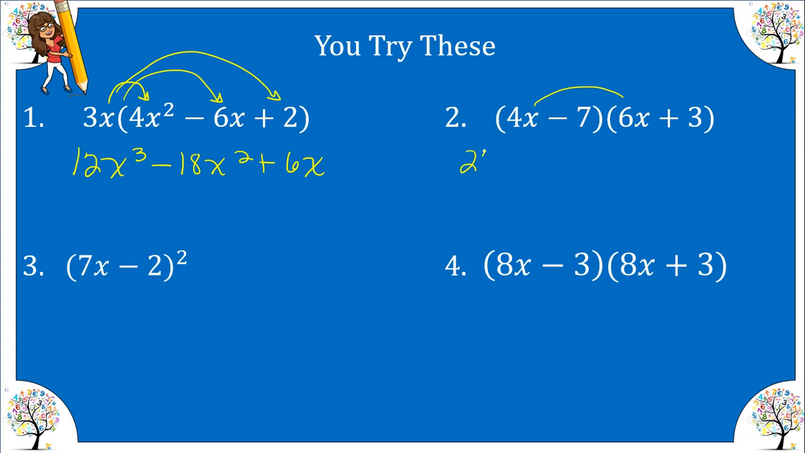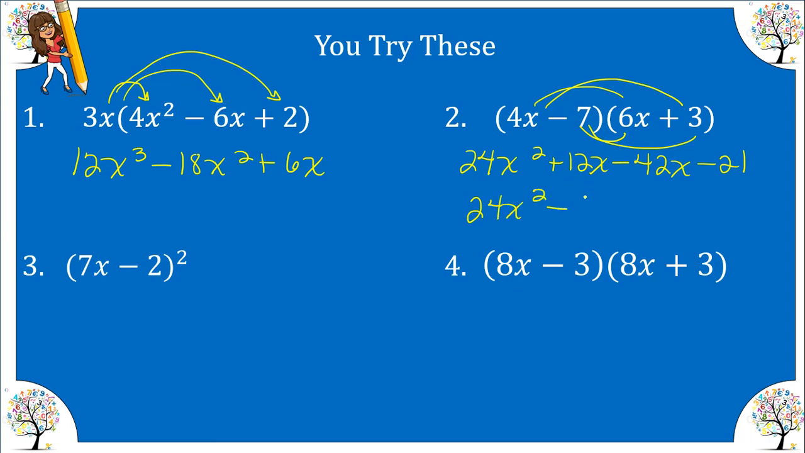We're going to have 24x squared plus 12x minus 42x minus 21. We're going to combine the two middle terms, our linear terms. We're getting a minus, and that's going to give us 30x minus 21. We have a quadratic trinomial.